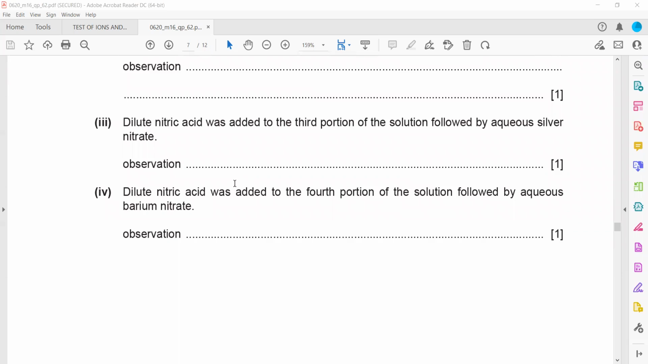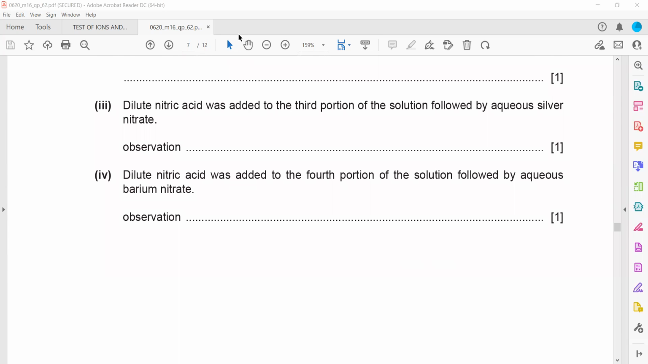Then nitric acid is added to the 3rd portion followed by silver nitrate. This is a test for halides. It is used to test the chloride ion, or we can also test the bromide ion, or the iodide ion this way. All the 3 ions can be tested.